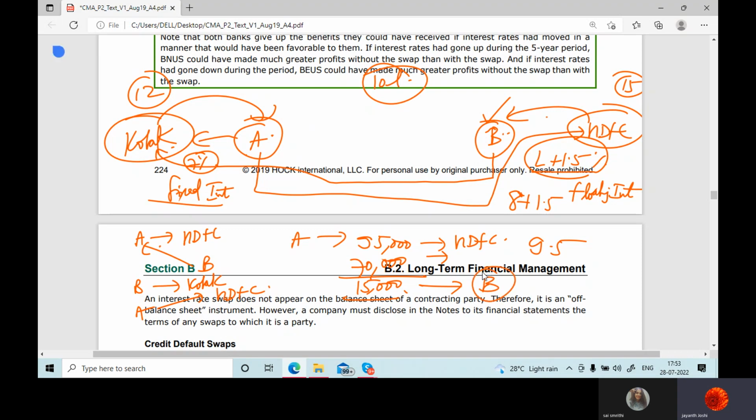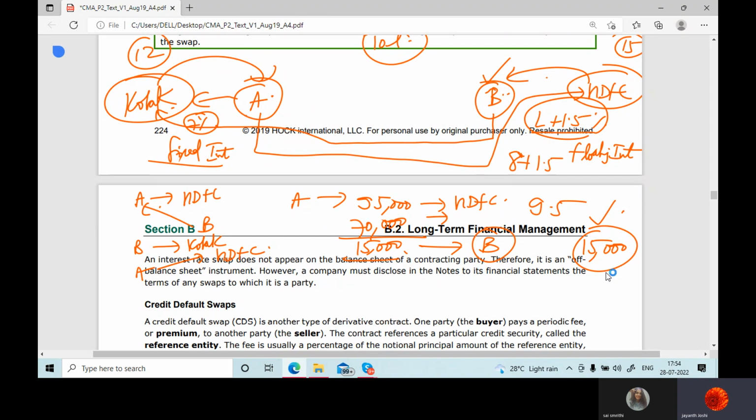B or A? Please tell me. Who is receiving 95,000? I'm asking, who is receiving 95,000? A is making how much payment? 95,000. Correct. Who was supposed to make that? B. So B is receiving 95,000 and B is paying 70,000. Correct. So how much is B receiving additionally? 15,000. So it is B's gain or not? Yes. And A's loss? Yes.